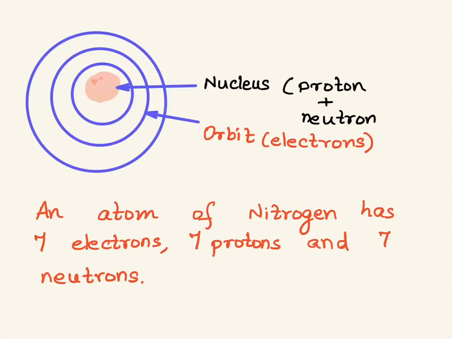In the previous lesson, we talked about the structure of an atom as given by Bohr, and we had said that an atom consists of two parts, the nucleus and the orbit. The nucleus is the central, most densely populated part containing the proton and the neutron. The orbits house the electrons of an atom. Now if I give a statement over here, an atom of nitrogen has 7 electrons, 7 protons and 7 neutrons.